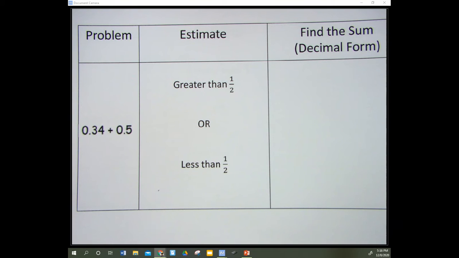Hello, here's your EGP, your practice on lesson 10.1. And today we're working on estimating sums and differences of decimals and finding the exact values.